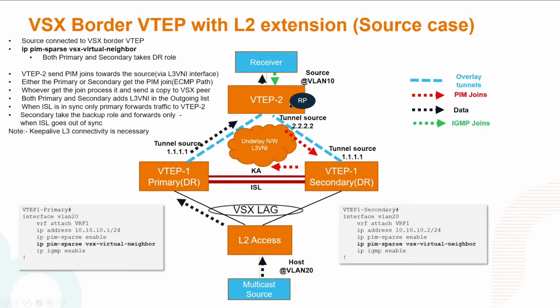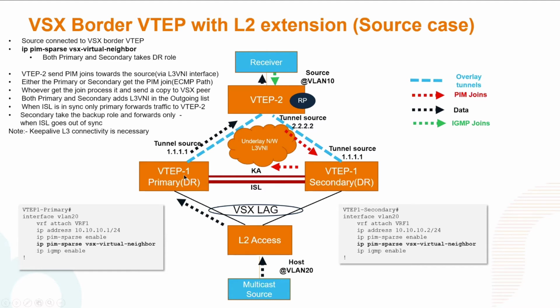The receiver will send the join, so the PIM join will be sent to VTEP1. When you see here, both of them have the same IP, so it's almost like an ECMP path to reach the IP. It can either land on VTEP1 primary, or the join will land on secondary. Let's assume it is coming to the secondary; we have a syncing mechanism where all the joins will be synced to the primary. And if it is coming to the primary, it will be synced to the secondary. In that way, both will be aware of the join.